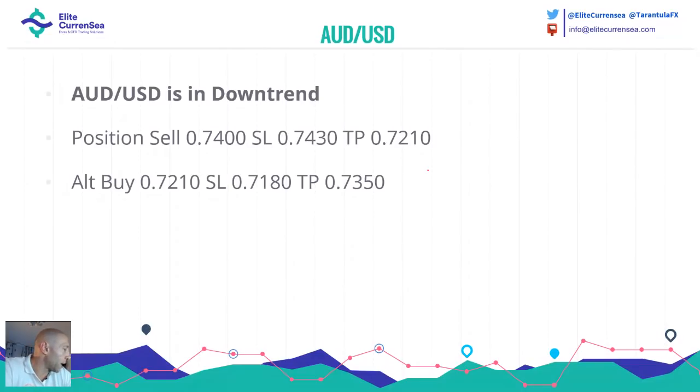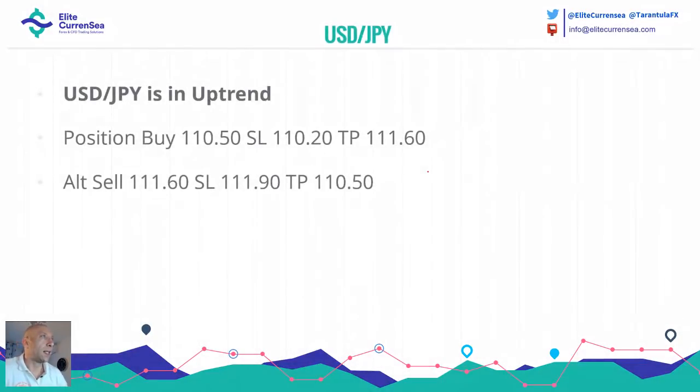So this could also be a nice little trade that you might exploit if you, of course, want to do it. But have in mind that this will be basically a risky trade because of the RBA decision tonight. So the Australian dollar is definitely in a downtrend. Pay attention to it. I think that this could go lower if the RBA remains dovish. The dollar yen positional buy 110.50, stop 110.20, TP 111.60. Sell is 111.60, stop loss 111.90, TP is 110.50.